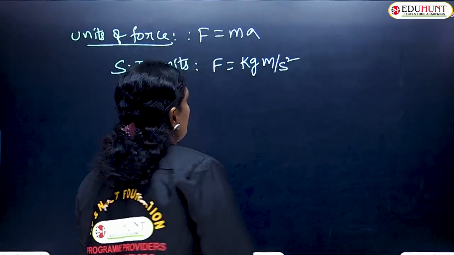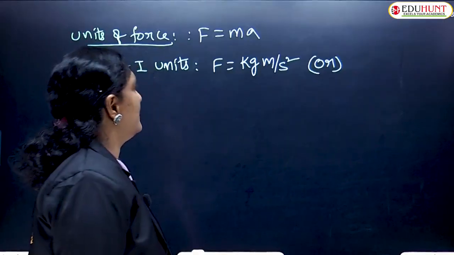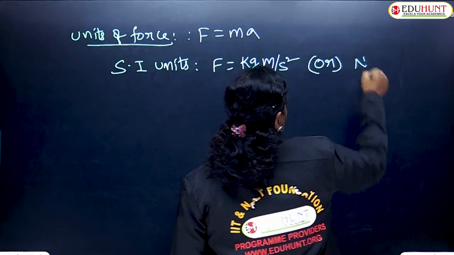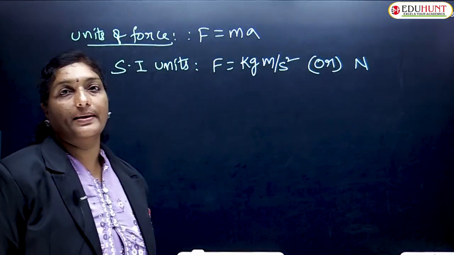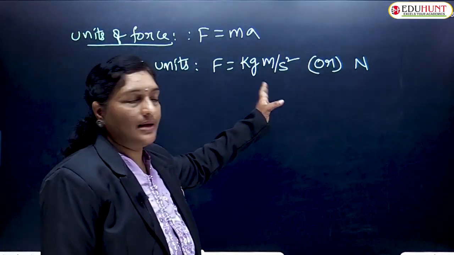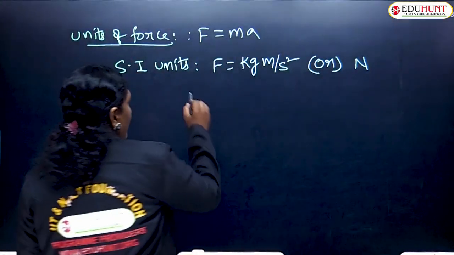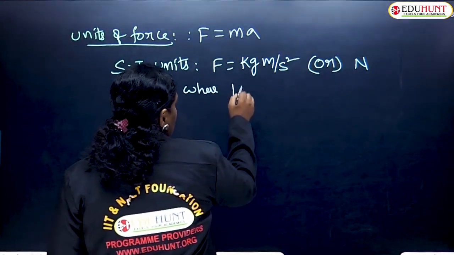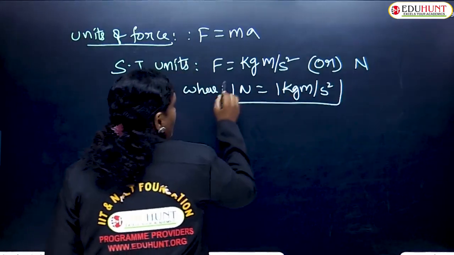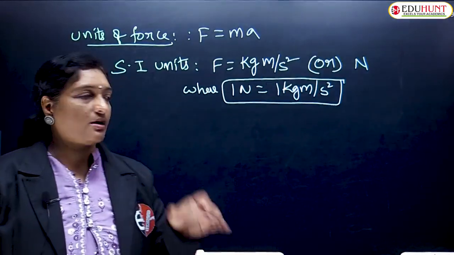So force is equal to kg meter per second square. As this concept was explained by Newton, as a token of respect, force is also measured in Newton. So the SI unit of force is represented either as kg meter per second square or Newtons, where 1 Newton is equal to 1 kg meter per second square. Remember this, children: 1 Newton equals 1 kg meter per second square is the SI unit of force.